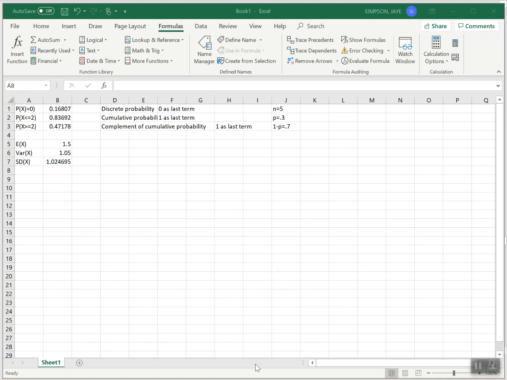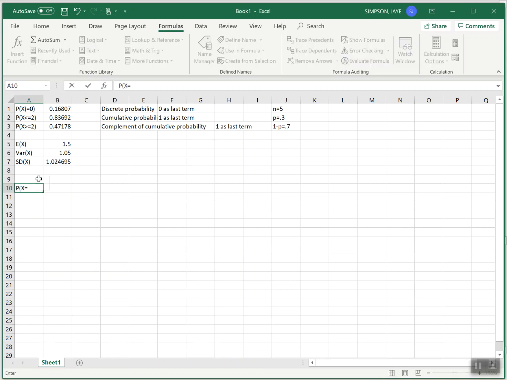Now, last thing, let's say that I want to depict the binomial distribution graphically. So first of all, I'm going to need to calculate the probability for all of my possibilities. I already know the probability of x equal to 0. I've already calculated that, so I'm just going to go ahead and copy that formula down. I press Control C and then Control V, and I've copied that probability down.